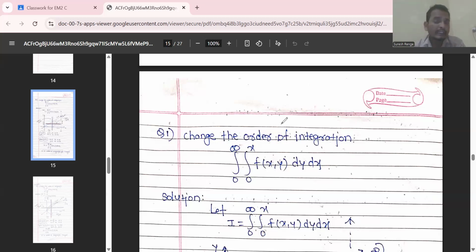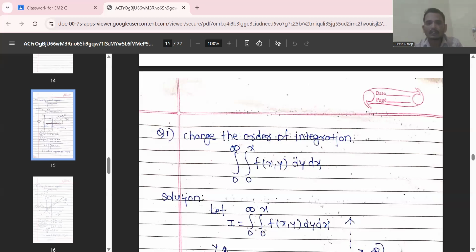This is the third type of module number 4. A total of 3 questions are available in this question bank, which means 25% weightage for this type of question. Let us start. These are easy questions. Let us start to discuss changing order of integration.